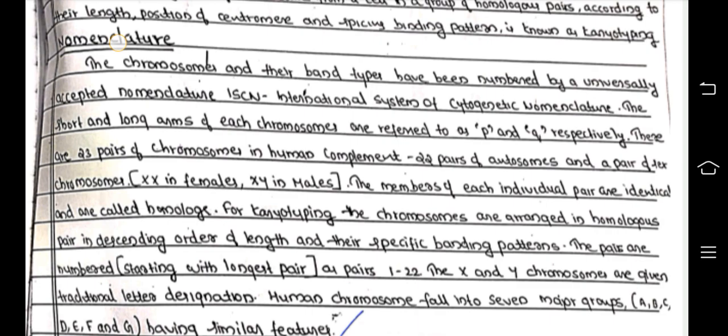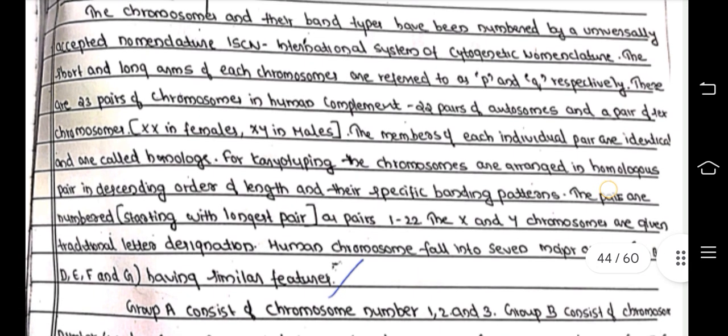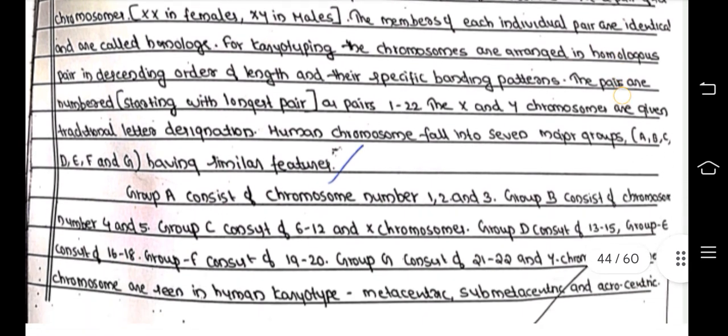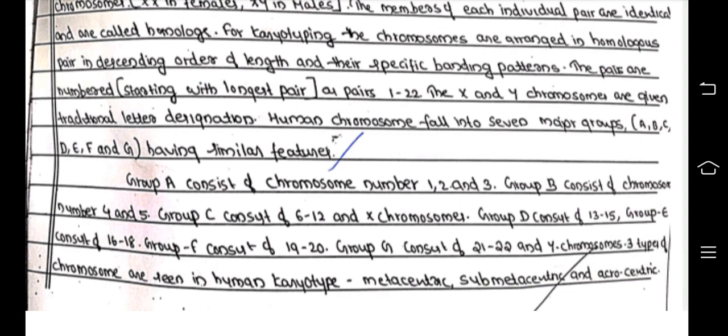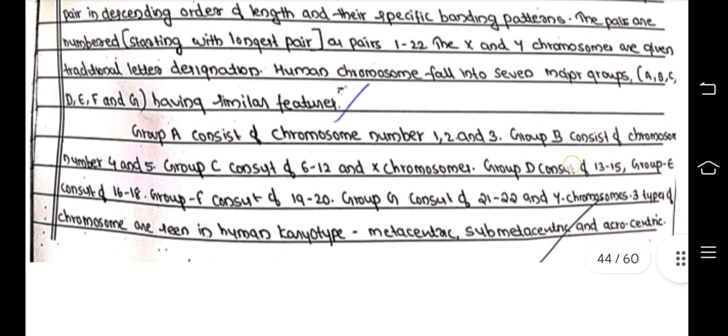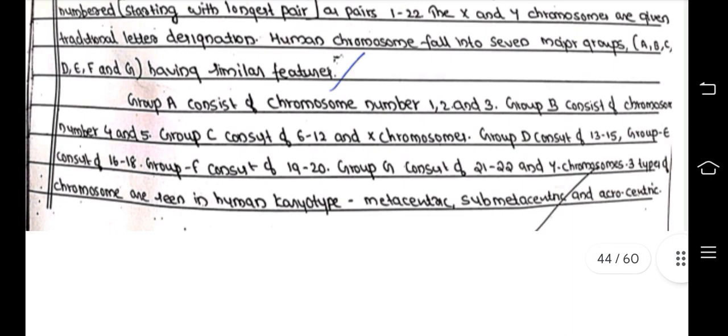They are numbered pairwise starting with the longest pair as pair 1 to 22. The X and Y chromosomes are given traditional letter designations. Human chromosomes fall into 7 major groups, A, B, C, D, E, F, G, having similar features. Group A consists of chromosomes 1, 2 and 3. Group B consists of chromosomes 4 and 5. Group C consists of 6 to 12 and the X chromosome.